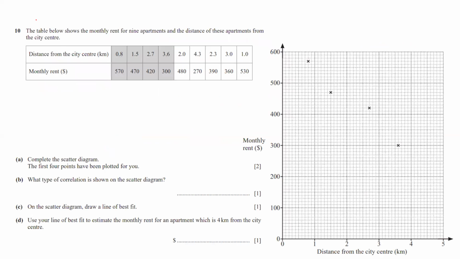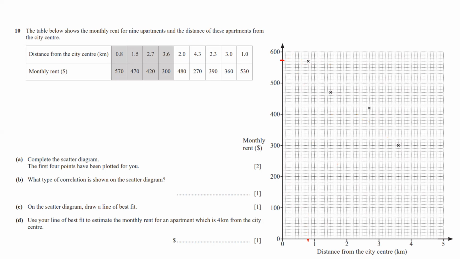Next question, question number 10, it says the table below shows the monthly rent of 9 apartments and the distance of these apartments from the city center. So part A, it says complete the scatter diagram. The first 4 plots have been plotted for you. So first 4 plots, so 0.8 kilometer, and the monthly rent is 570. So 0.8 kilometers is here, and the monthly rent of 570 is somewhere here.